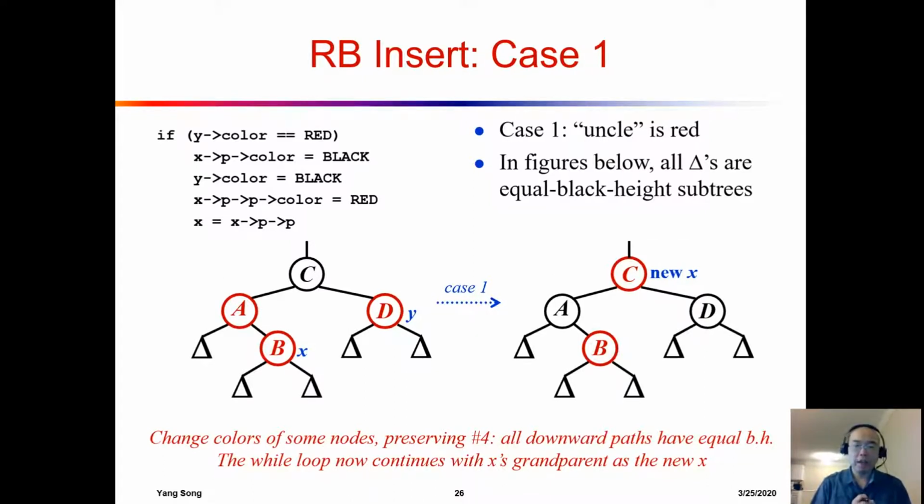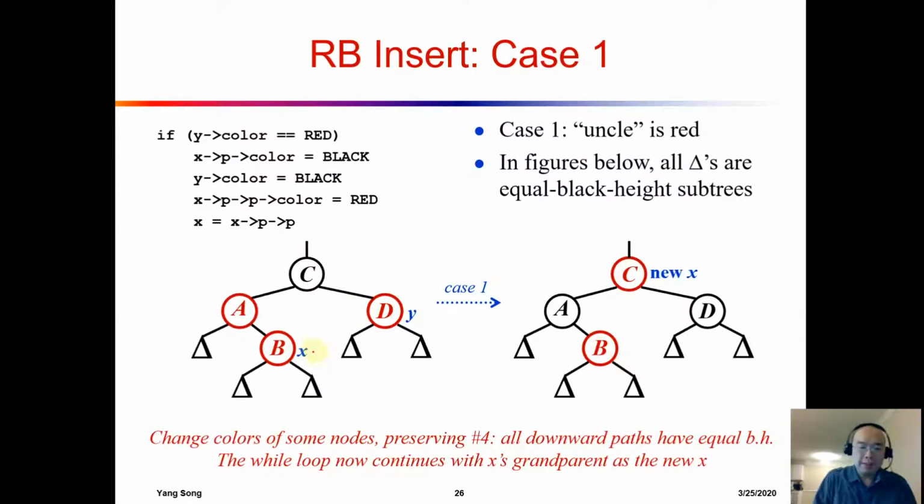If we can't have two consecutive red colors, one of the easiest ways is, okay, X stays as red, and for X's parent A and X's uncle D, you both change to black, and for X's grandparent, which is C, we change it to red. Okay, so think about that.